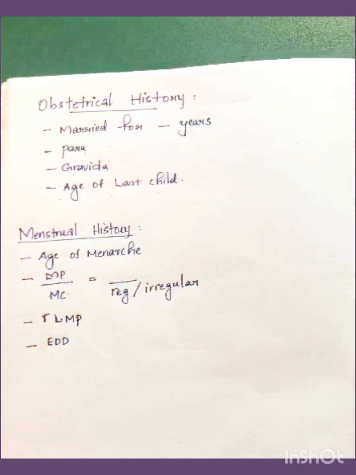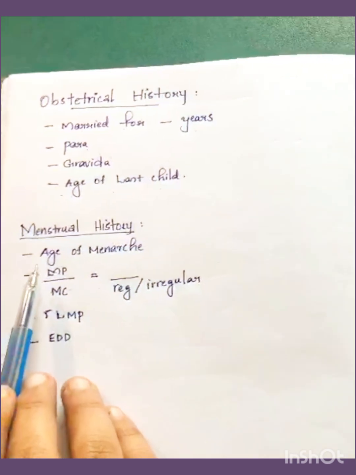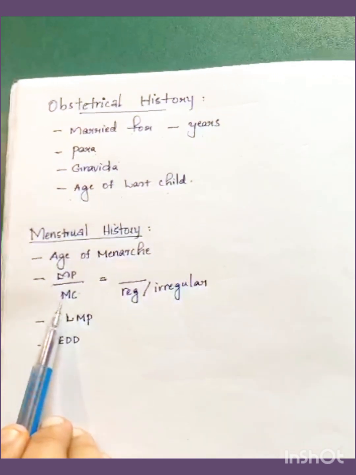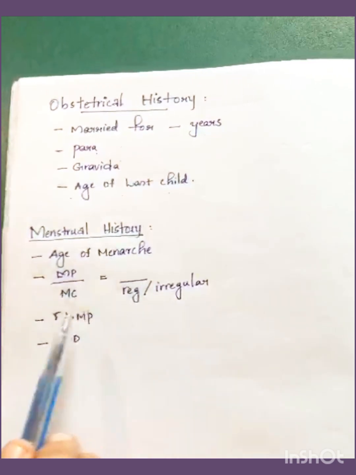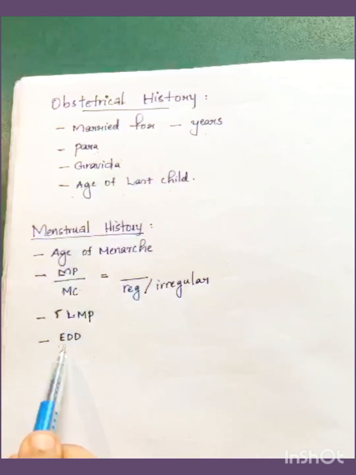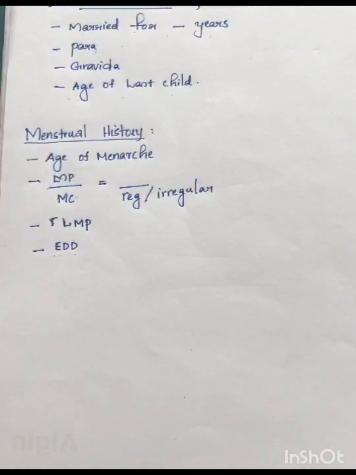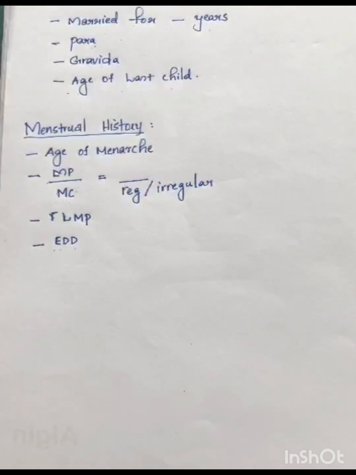Then menstrual history. In menstrual history, we look at the age of menarche, then the menstrual period, the menstrual cycle whether it is regular or irregular, then the last menstrual period and the estimated delivery date. So let's start with a question that came in the university exam for OSP.